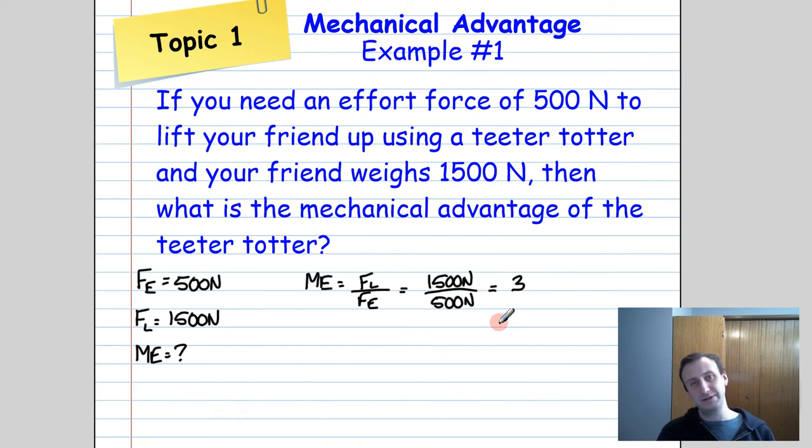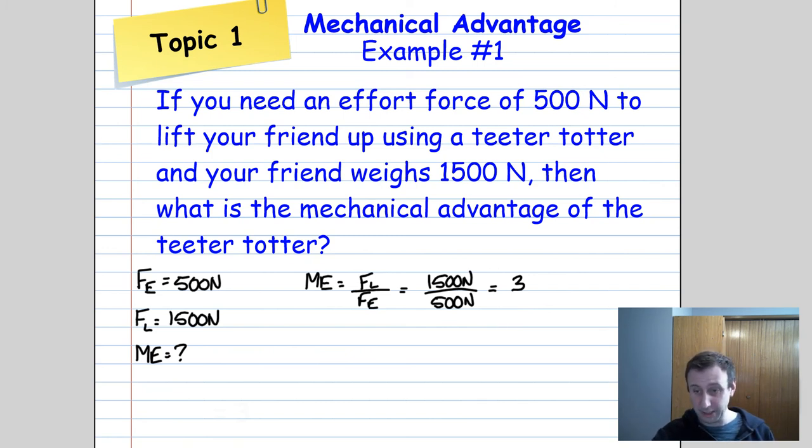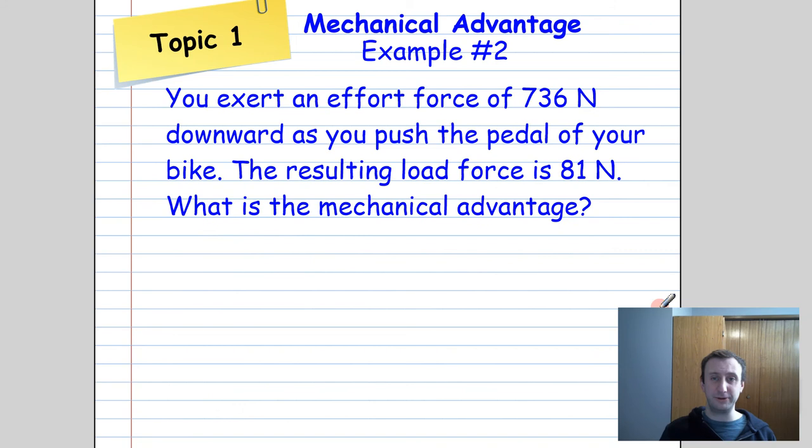So what does this mean? This means that it's 3 times easier to lift your friend with a teeter-totter than it would be to just lift them up. It also means that they move 3 times less than you move the seesaw or the teeter-totter. So when you push down a meter on the teeter-totter and they lift up, they've only gone up 1/3 of a meter. Anyways, it's interesting. So that's mechanical advantage.